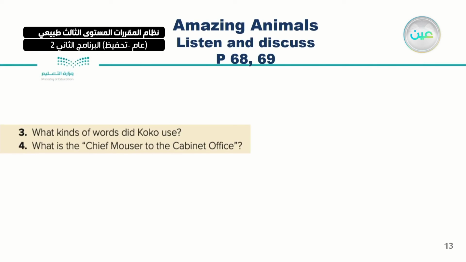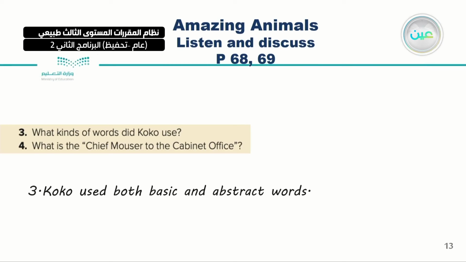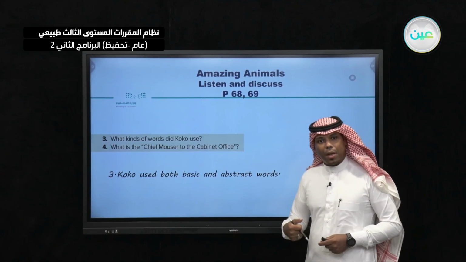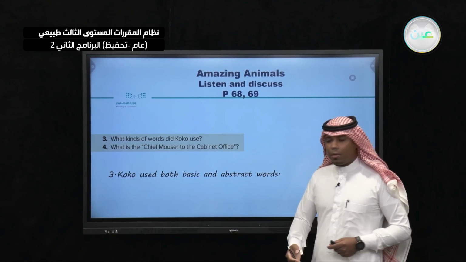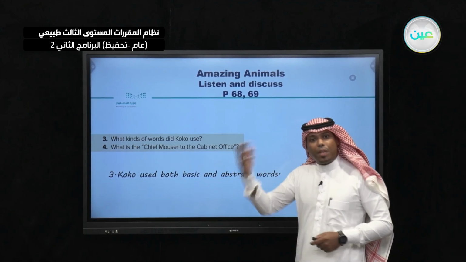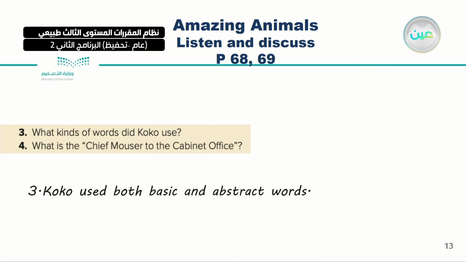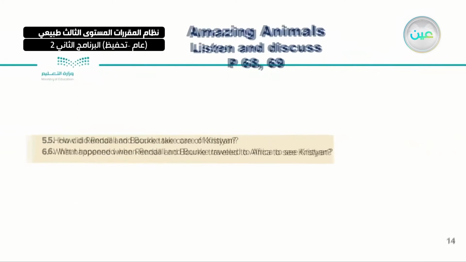What kinds of words did Coco use? Yes, so Coco used both basic and abstract words. We said the concrete and of course the abstract, from love, hate, and so on. The concrete ones are ones they can see, hear, and so on. Then, what is the chief mouser to the cabinet office? The chief mouser here is a cat that lives in the prime minister's residence. Nice.